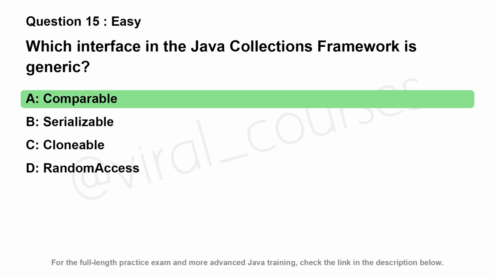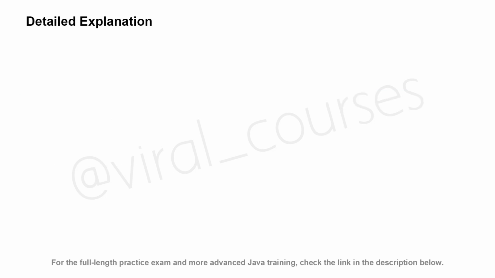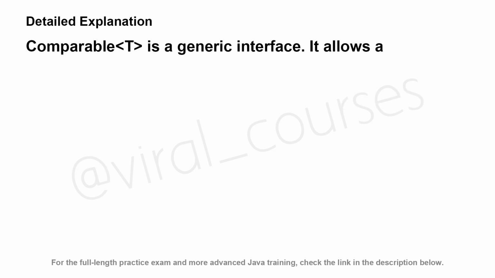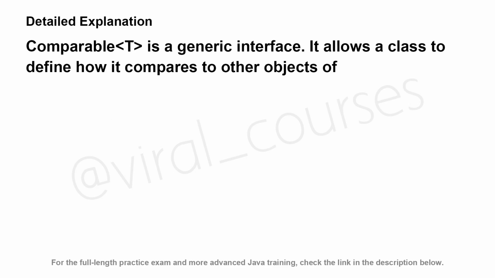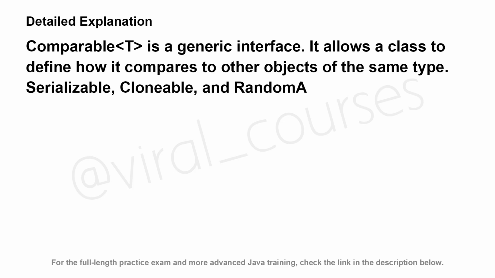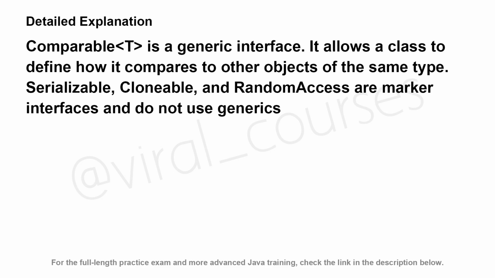The correct answer is A. Comparable<T> is a generic interface. It allows a class to define how it compares to other objects of the same type. Serializable, Cloneable, and RandomAccess are marker interfaces and do not use generics.